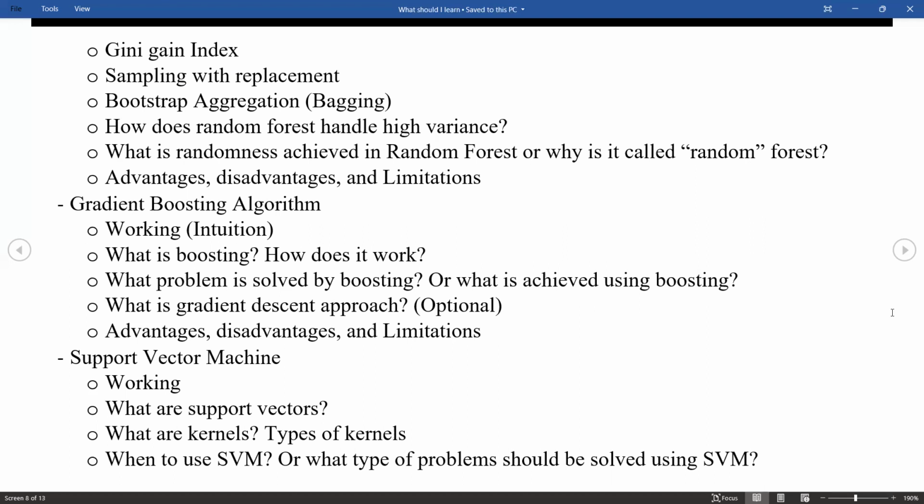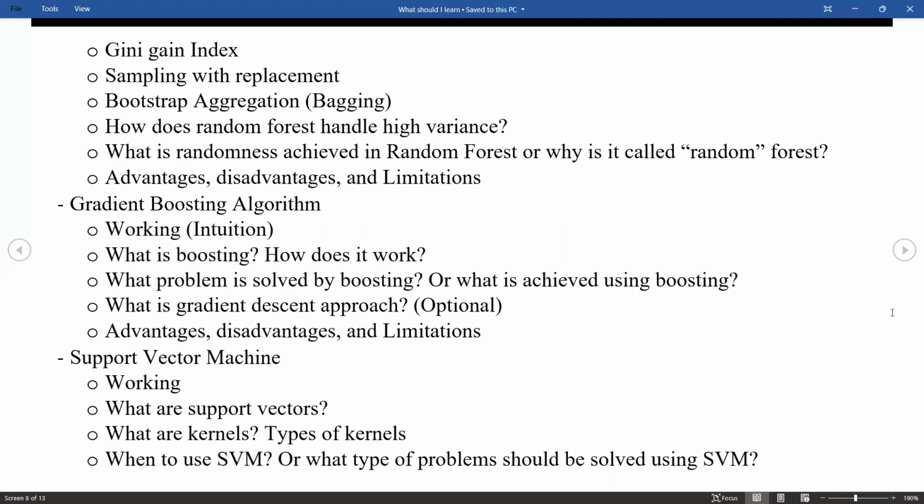What problem is being solved by boosting? What is it solving? Why are we even worried about boosting? What will happen if you don't have the boosting concept? And how do we achieve that boosting? What is the gradient descent approach? What happens in gradient descent? That's what you should learn.